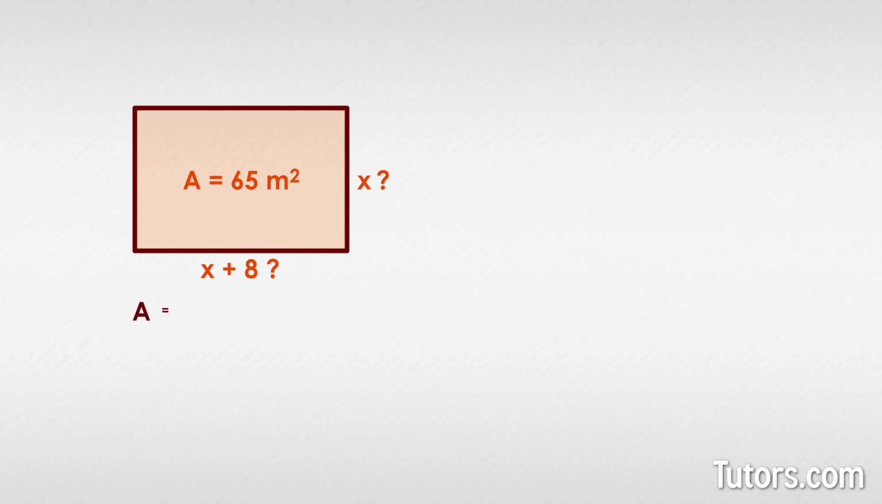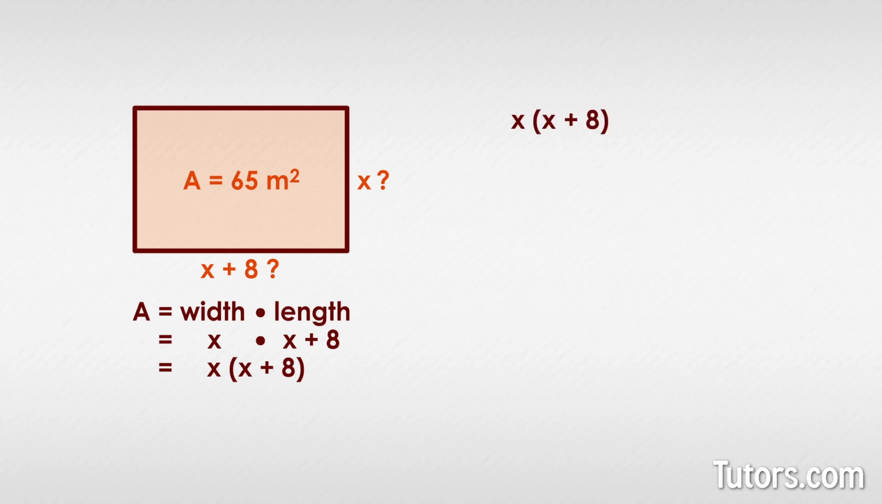We know that area is width times length, which in this case is x for the width and x plus 8 for the length, or x times (x plus 8). Write down what we know. x times (x plus 8) equals 65 meters squared. Now we can apply the distributive property. We distribute x to get x squared plus 8x equals 65 meters squared.